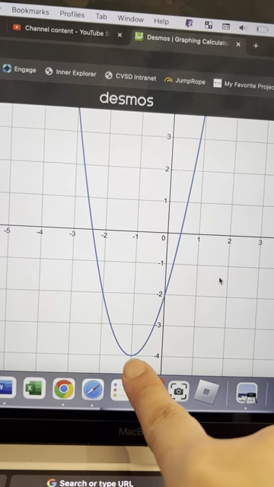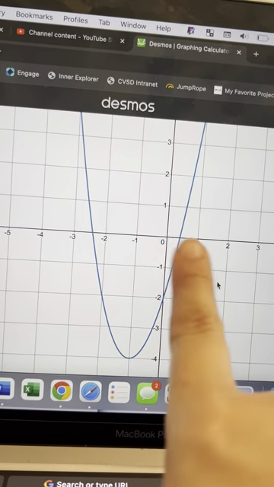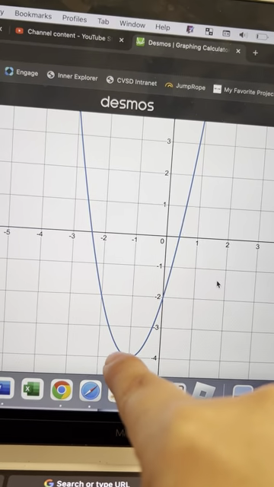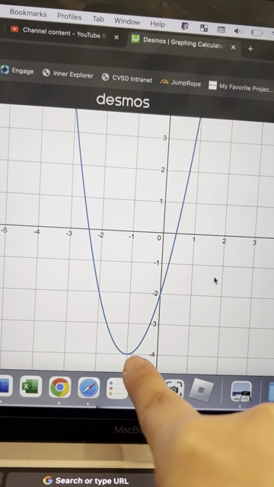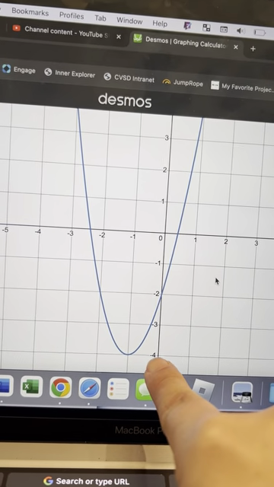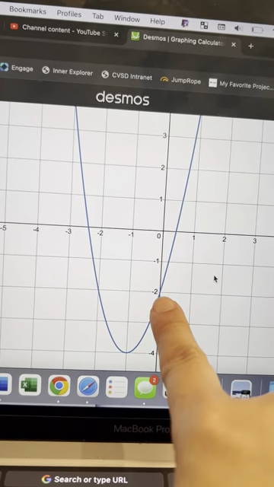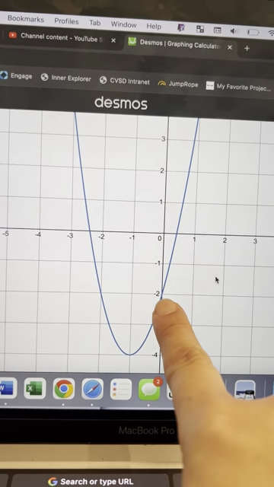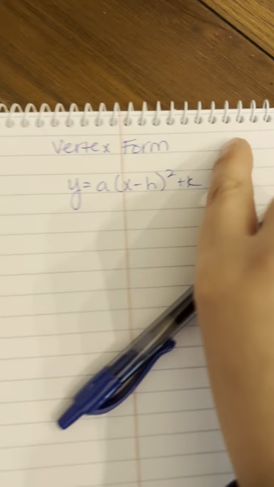Okay. And then the other thing I need to think about is my a value. I can always calculate a using any point, right? But what I also notice is a happens when you go over one and then you decide how much you go up or down. Since I'm going up two, that means that my a value is positive two. Okay, let's write all that down.